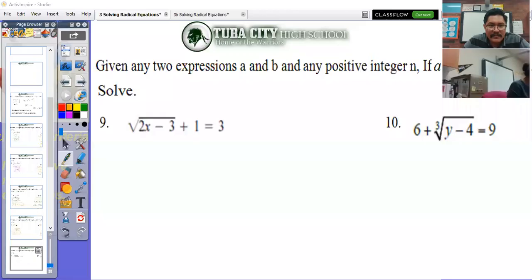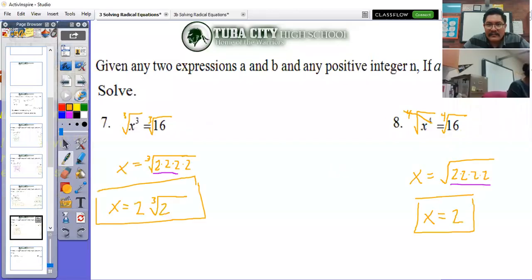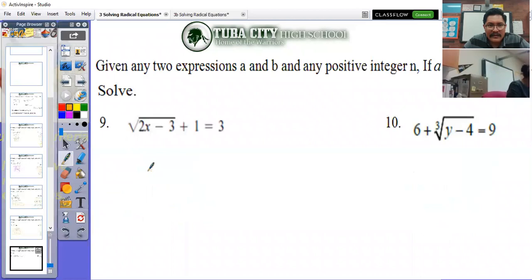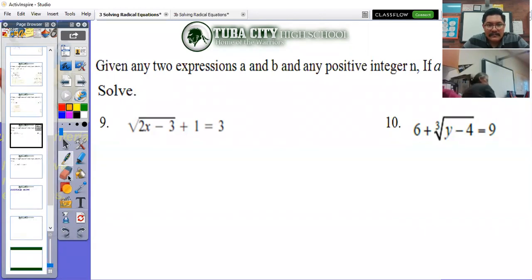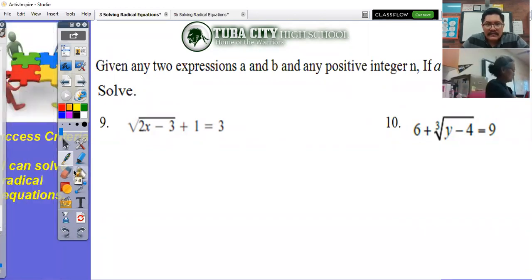All right, so here we are from yesterday. We ended right here, so I'm going to go ahead and go on to the next one. More of solving radical equations. So let's go ahead and start off with number 9. And from yesterday, remember we were saying that you should isolate the radical first.